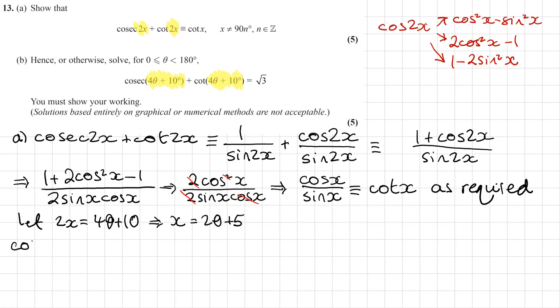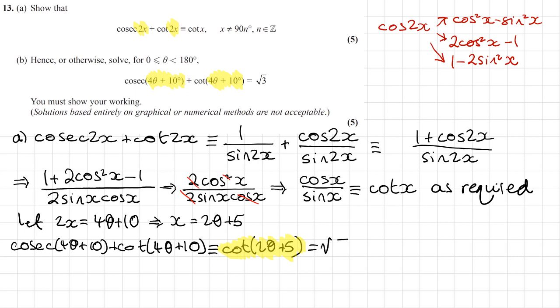So this cosec 4 theta plus 10 plus cot 4 theta plus 10 is actually equivalent to cot 2 theta plus 5. So this is what we're going to solve. The cot 2 theta plus 5 equal to root 3. So the first thing, since we've got cot, we're going to do the reciprocal of both sides. So tan 2 theta plus 5 is equal to 1 over root 3.